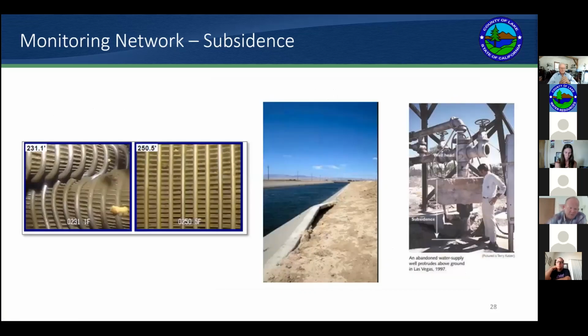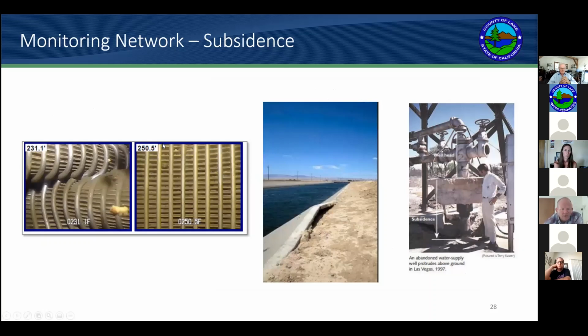Folks sometimes ask, okay, great, we've got subsidence, what are the effects of subsidence? So there's a couple of graphics I'm showing you here. This is actually a well video. I don't know if folks are familiar with it, but in a lot of cases, if you have issues with your wells, screens can get old, screens get plugged, you'll run a video in there and get a sense of what things look like.